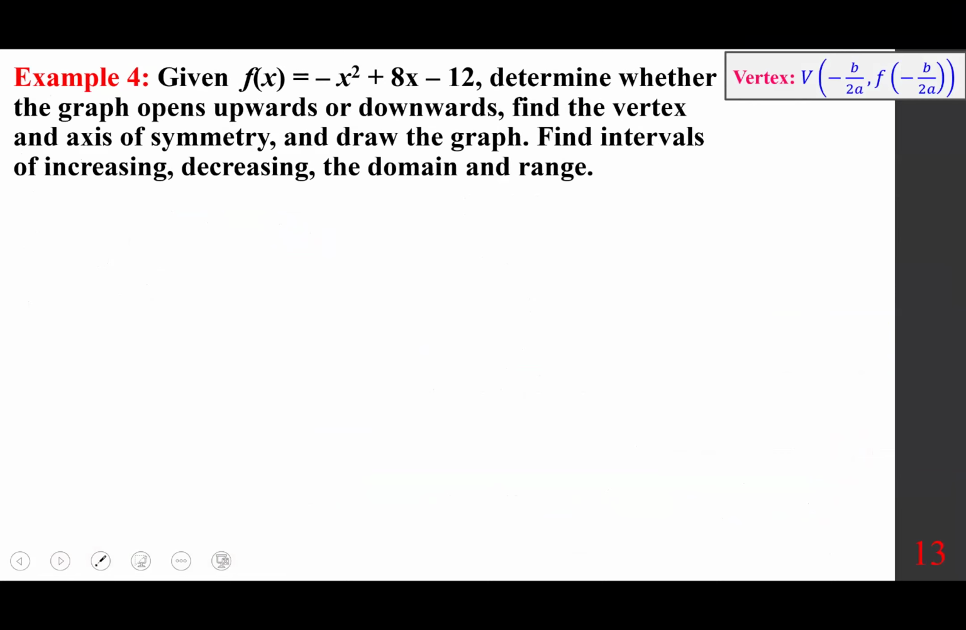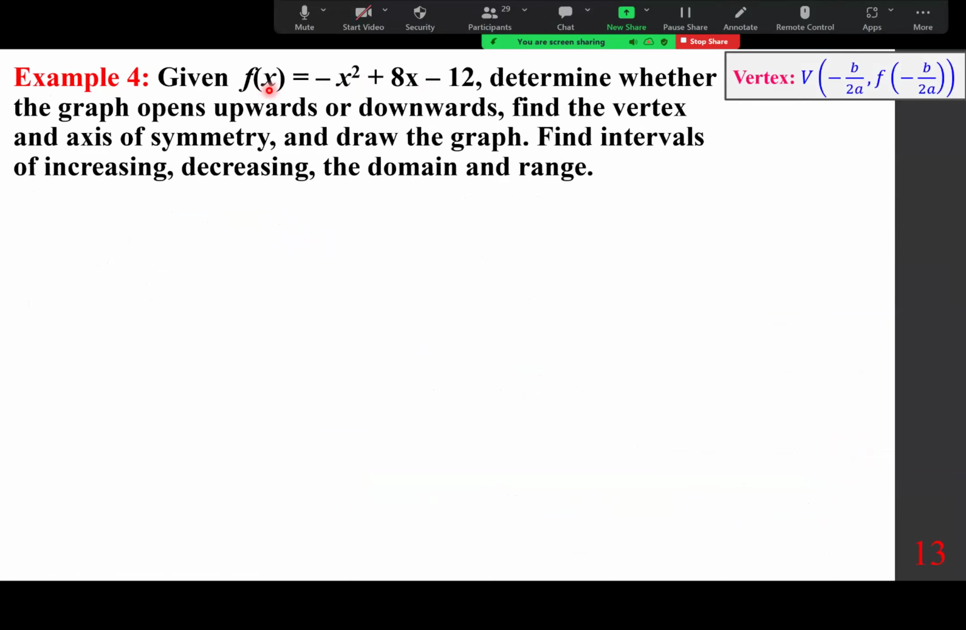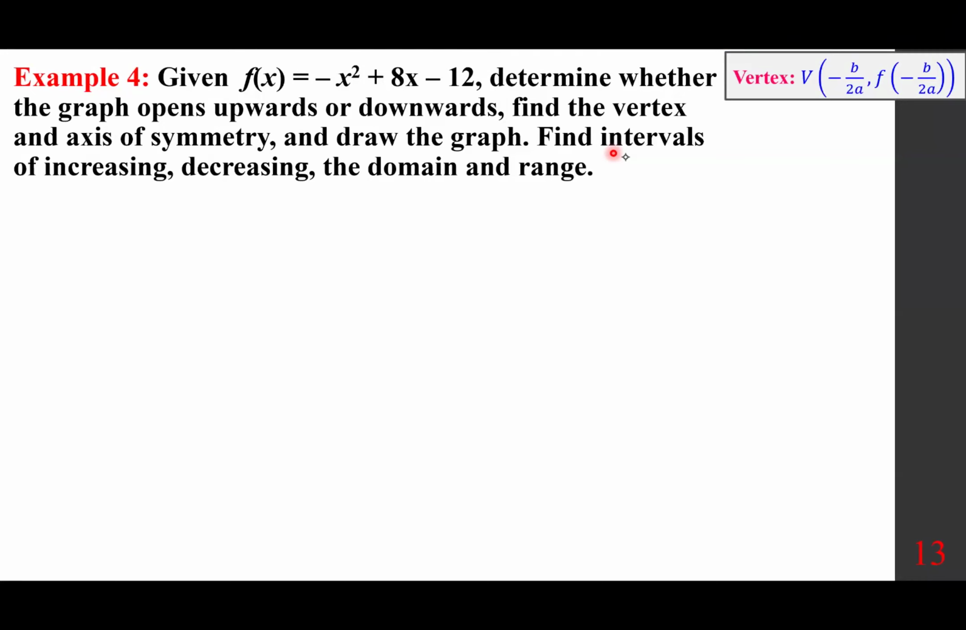Here's a function that opens down, of course, as you can see: f of x is minus x squared plus 8x minus 12. We want to do the same thing to see whether the graph opens up or down. Right away, it opens down. Find the vertex, axis of symmetry, draw the graph, and so on. This time, I'm not going to do completing the square. I just want to show you that you don't have to do that because they didn't ask.